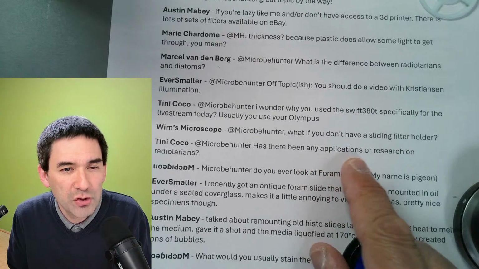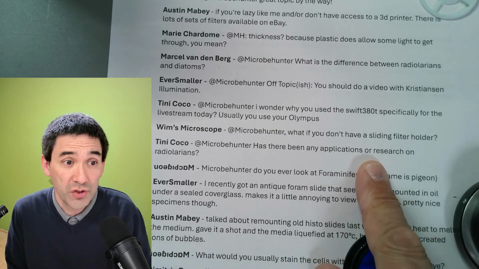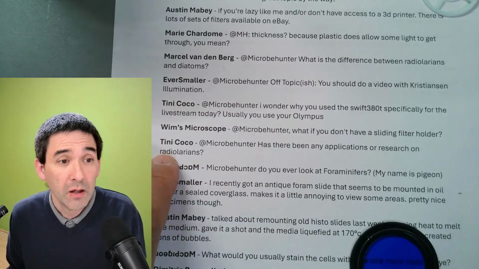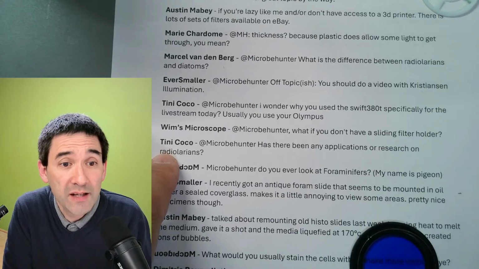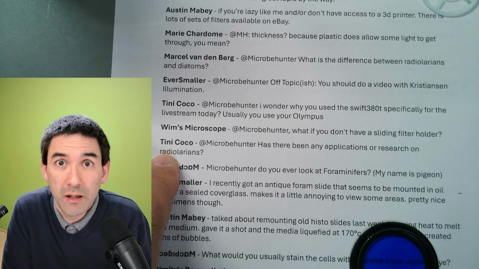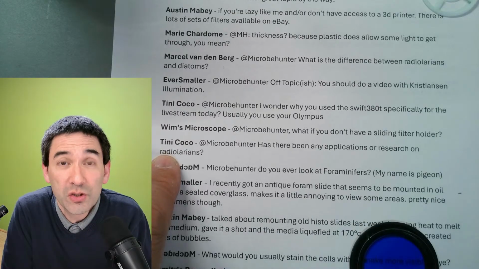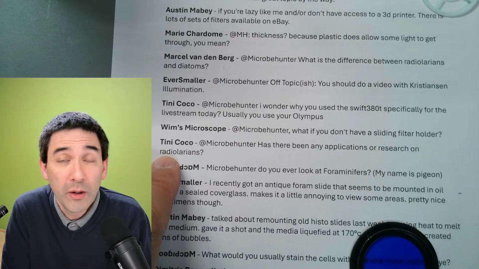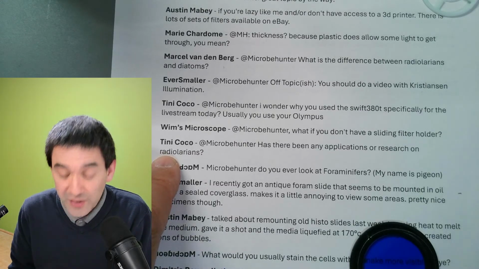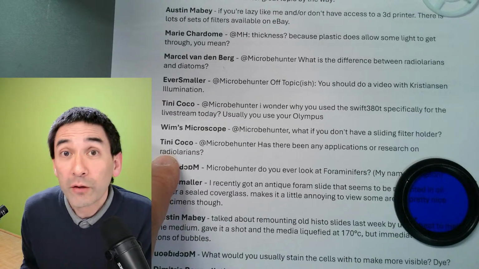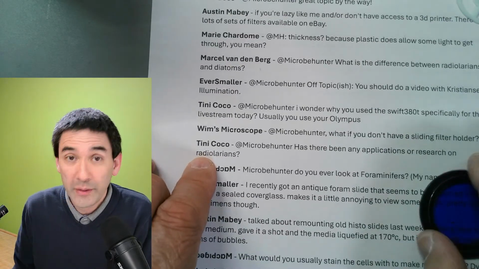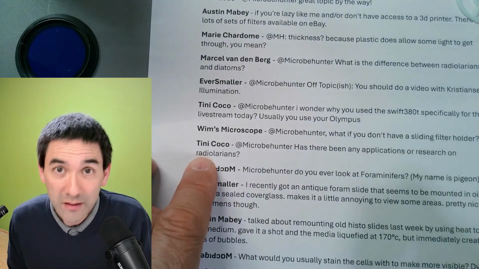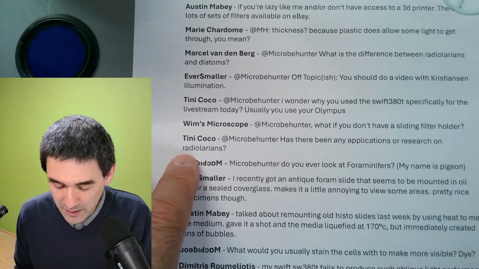Has there been any application or research on radiolarians? Yeah, of course. People have researched them, I'm quite sure about that. Honestly, there is pretty much no area in biology that has not been researched, and especially because the radiolarians look very pretty. I'm quite sure that there are folks out there who are doing serious DNA studies on them. I'm not aware of any, but knowing what I know about biologists, there's nothing that they have not studied. So I'm pretty sure.